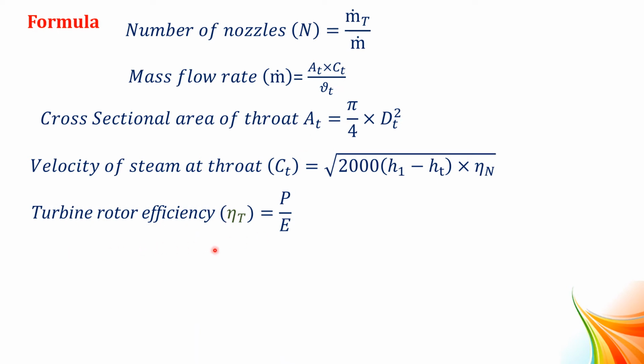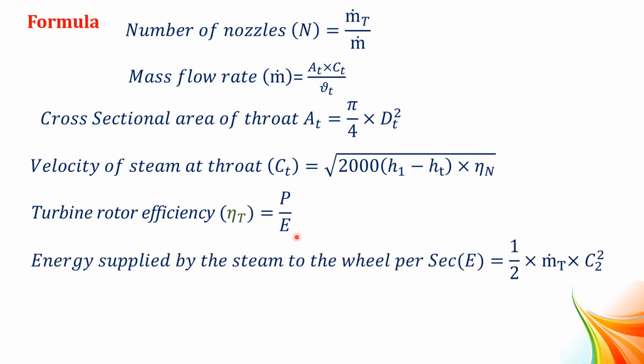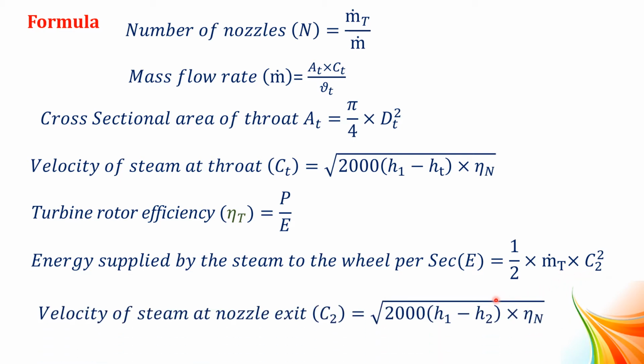Then we have to find out the power developed by the turbine. So for this we have to use turbine rotor efficiency eta t equal to power developed by the turbine divided by total energy supplied to the turbine. Energy supplied by the steam to the wheel per second E equal to half into m t into C2 square. So velocity of steam at the nozzle exit C2 equal to square root of 2000 into (h1 minus h2) into eta nozzle.